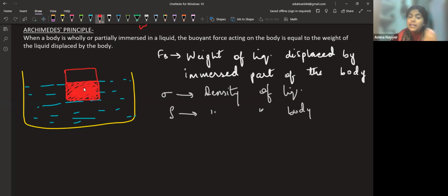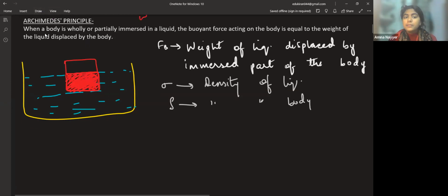The liquid will be displaced. So this is exactly what is meant by Archimedes' principle. When a body is wholly, meaning completely, or partially immersed in a liquid, the buoyant force acting on the body is equal to the weight of the liquid displaced. Let's say FB is the buoyant force acting, rho is the density of the body, and downwards mg, the weight, is acting. How will we write the buoyant force?